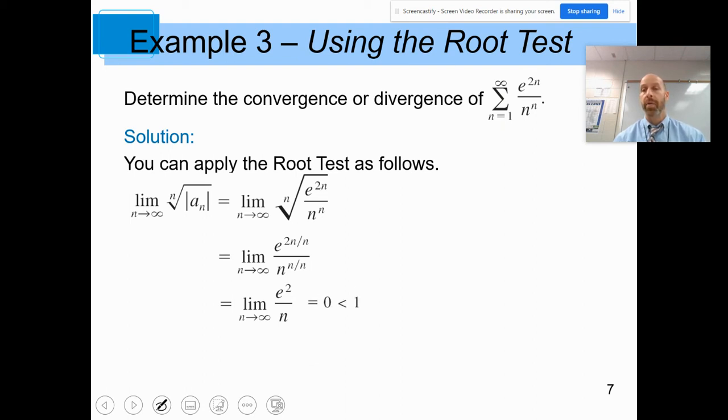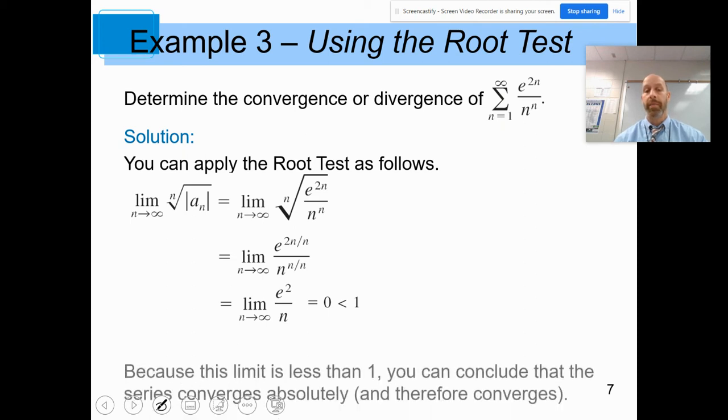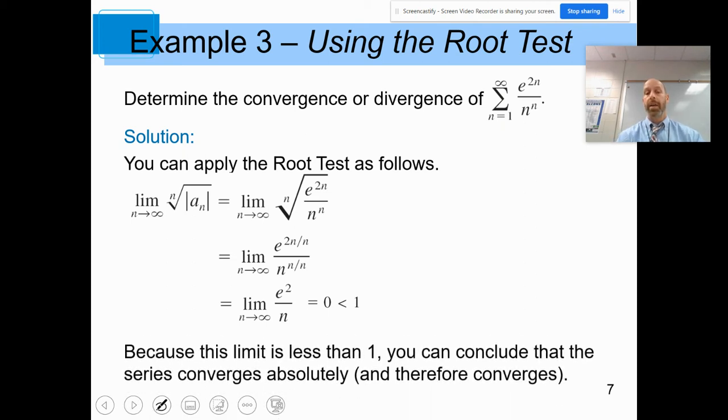And that, of course, is going to go to 0, which is less than 1. Therefore, it converges, and it converges absolutely. And that's by the root test. This is called the root test.